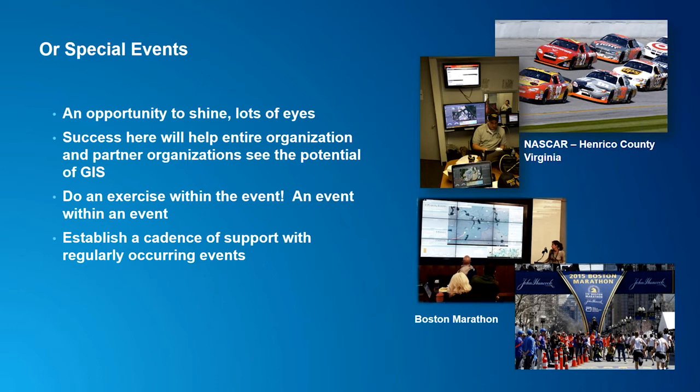Folks like Henrico County and Henrico County Fire, and their use of the technology through their series of NASCAR races that happen twice a year, we've really seen them grow and become thought leaders in the use of the technology. Same thing in the city of Boston, between the city and the state, being able to leverage the technology to coordinate and collaborate for things like the Boston Marathon. And obviously, many times these events happen regularly every year or twice a year, and it's again a chance to grow and establish a cadence of support with some of these regularly occurring events.